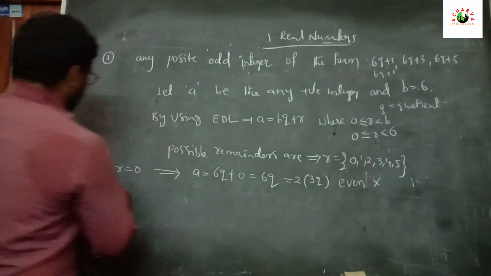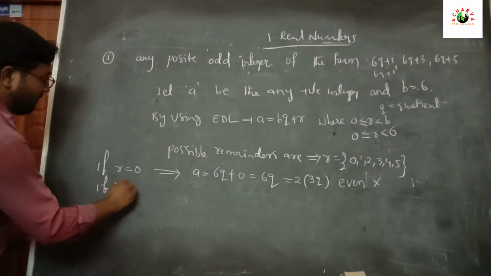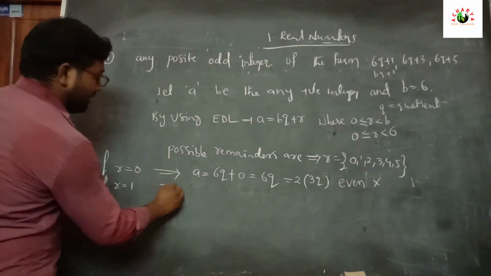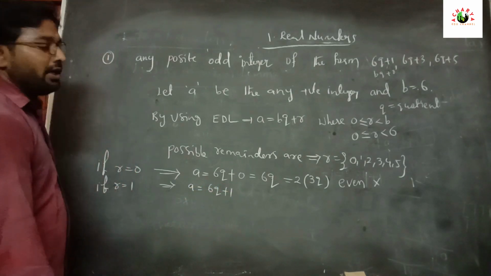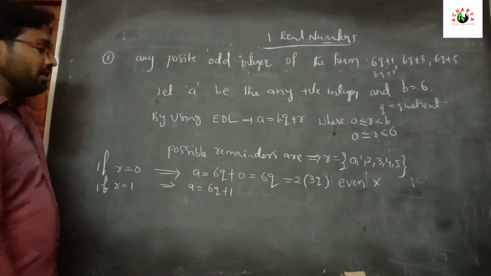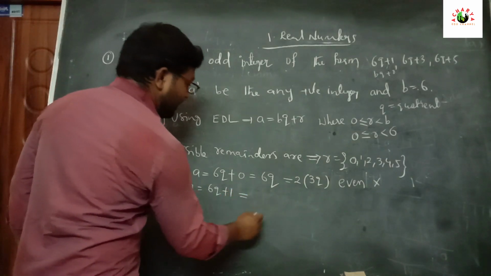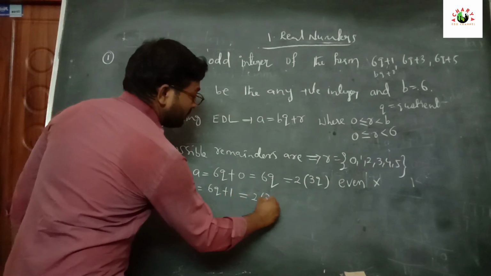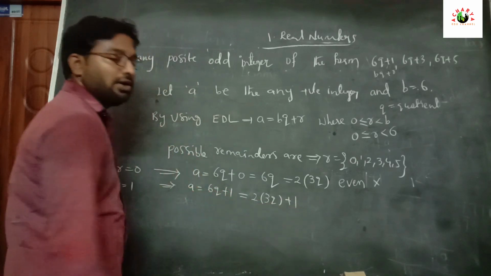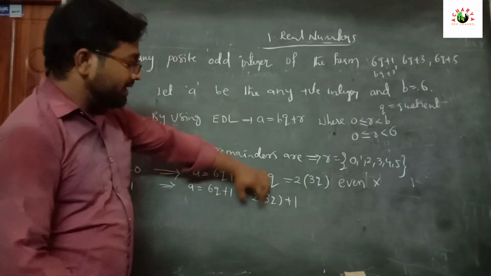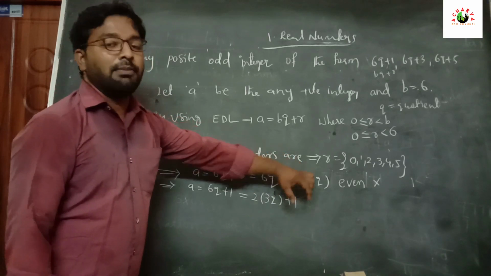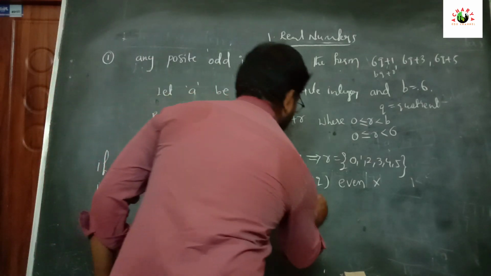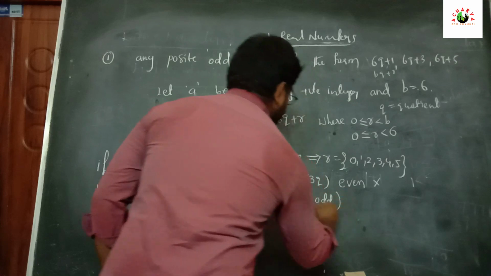Next, coming to r equal to 1. If r equal to 1, then a is equal to 6q plus 1. In the place of r, we substitute 1. So 6q plus 1 we can write as 2 into 3q plus 1. Here 2 into 3q is an even number, and even plus 1 means odd integer. So this is an odd integer.